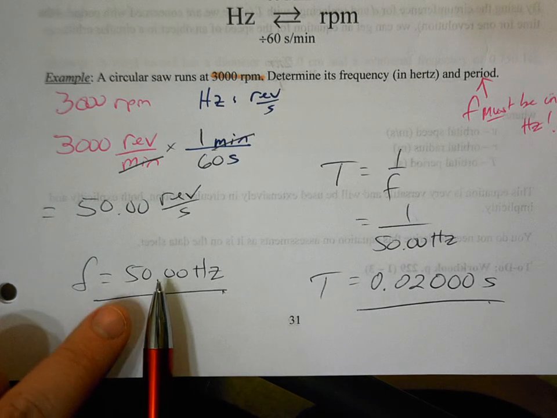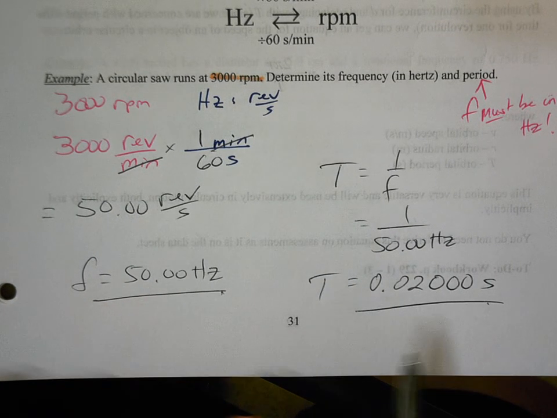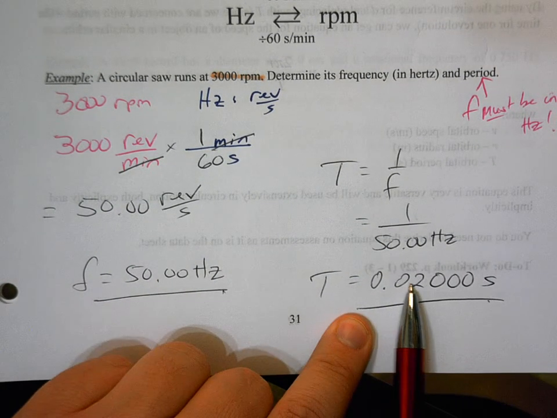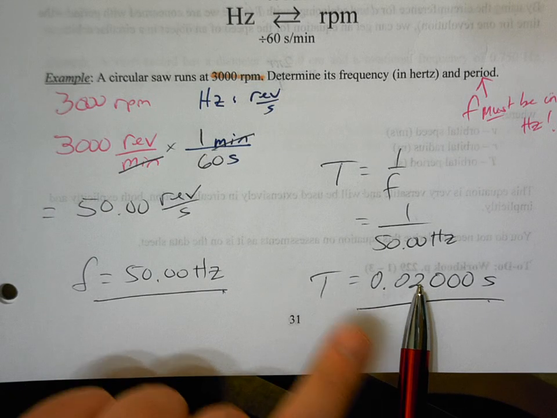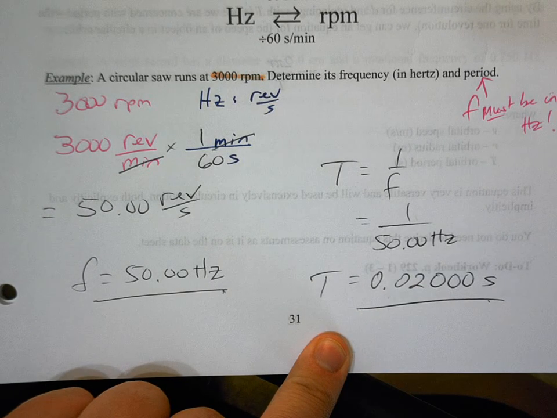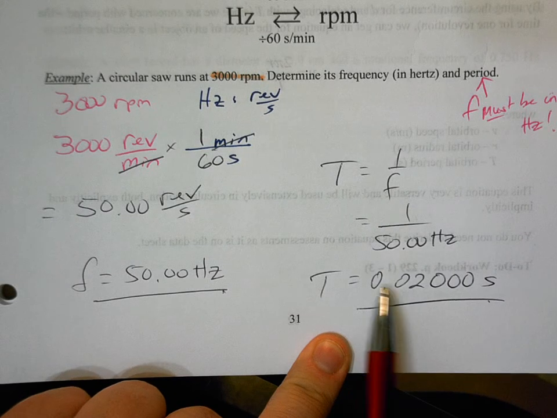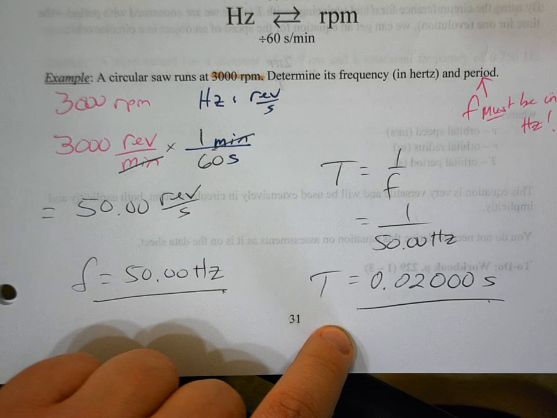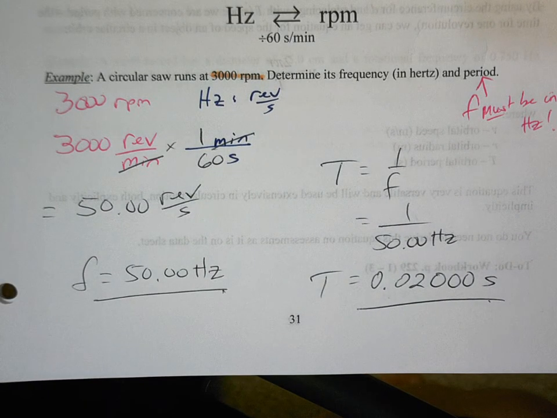So this is the number of revolutions per second. The period represents the time it takes for 1 complete revolution. So what this is telling us is that in this circular saw, for it to do 1 complete circle, it's going to take 0.02 seconds. So very fast. And we'll use these relationships quite a bit in this unit. We'll definitely use them a lot more when we get to the last bit on wave mechanics.